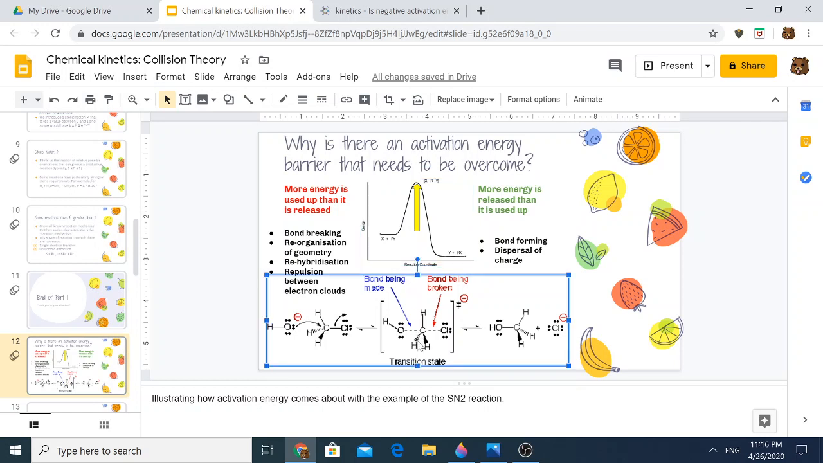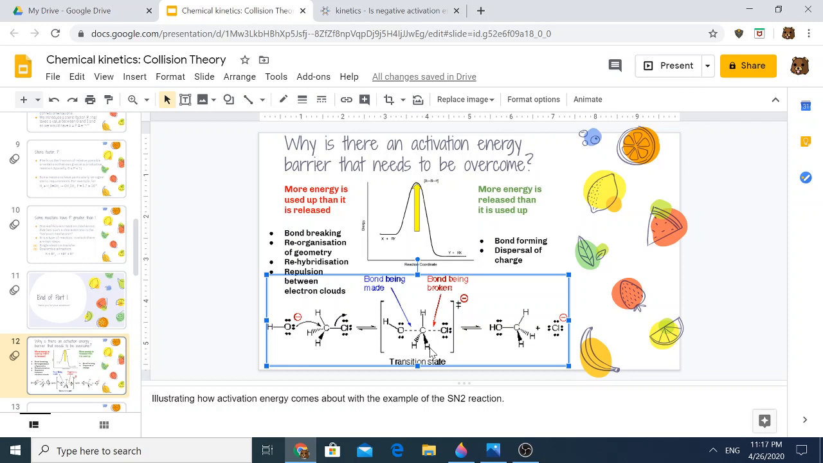At the start, some bonds need to be broken. In particular, for this SN2 reaction, the C-Cl bond needs to be broken, and that requires energy. Not only that, we also see a geometric change in the configuration of the molecule. Here it is a tetrahedral geometry, and when it becomes the transition state, it adopts a trigonal bipyramidal geometry, which is also much more strained compared to the tetrahedral geometry. So this transition state is also higher in energy because it is more strained.